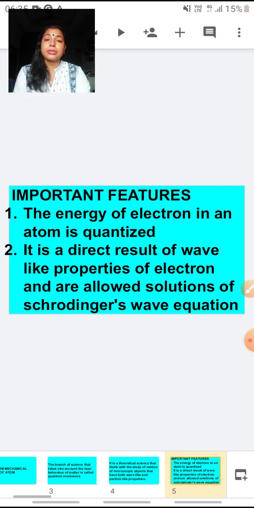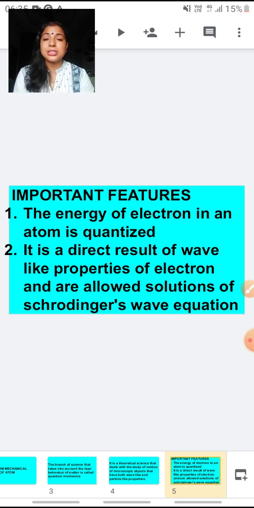Now, we'll study the important features of quantum mechanics today. Actually, you're not concerned with the important features. The important part for you is the quantum numbers. These features of quantum mechanics are not actually in your syllabus, but you should know them, because without knowing these features, you cannot understand quantum mechanics.